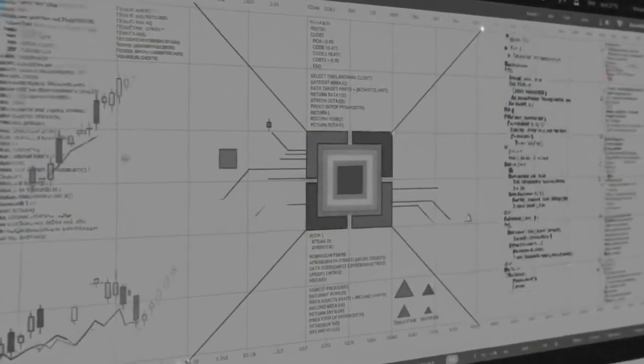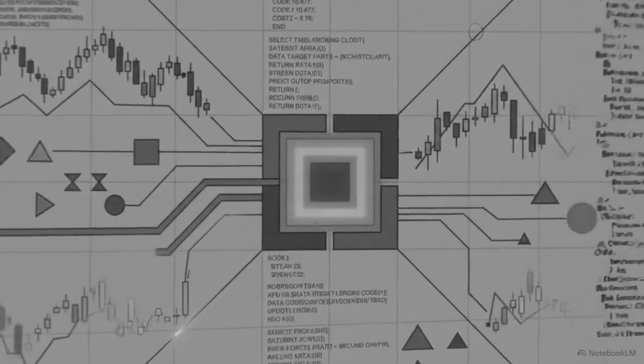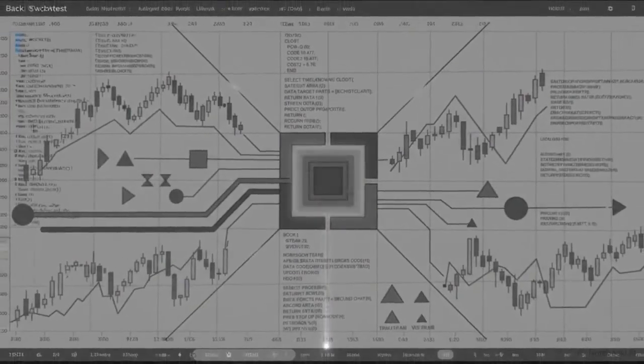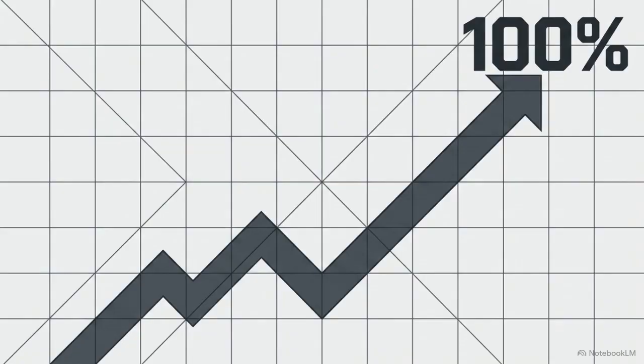Imagine you've just built a trading algorithm. You run a backtest, and the results show an incredible 100% net profit. On the surface, it looks like a flawless money-making machine.